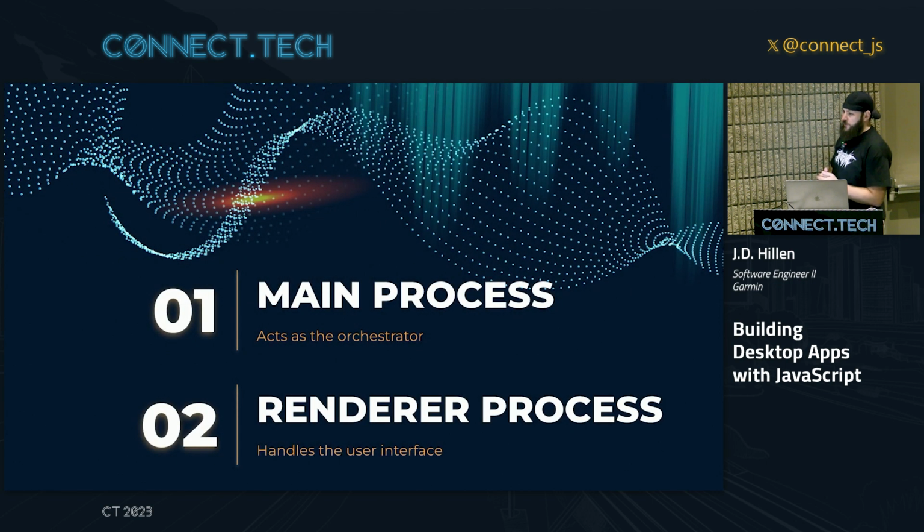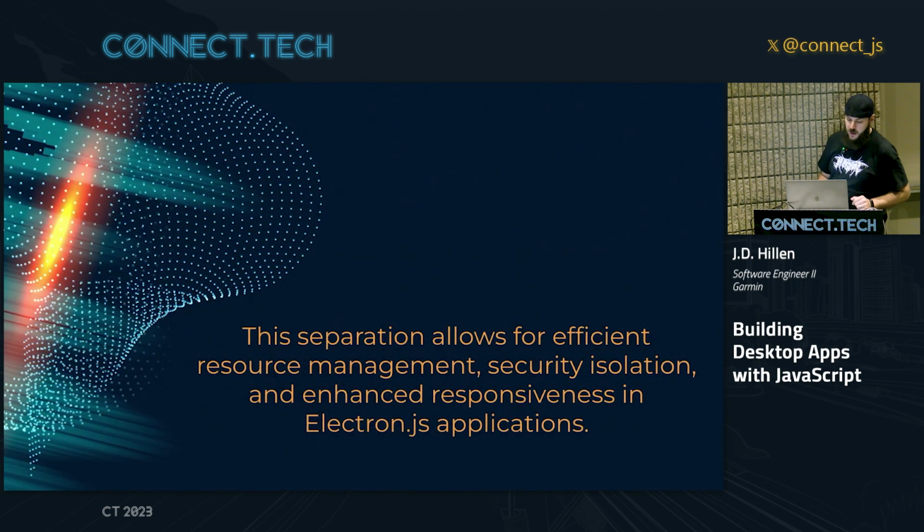So with Electron, there are two processes. There's the main process, which acts as the orchestrator, and we'll talk about that next. And then the second is the renderer process. So this handles all the user interfaces. Like it says here, this separation allows for efficient resource management, security isolation, and enhanced responsiveness in Electron.js apps.